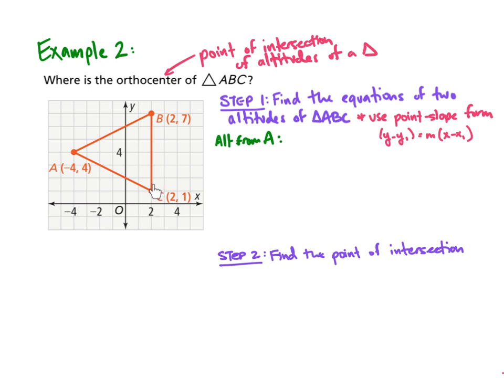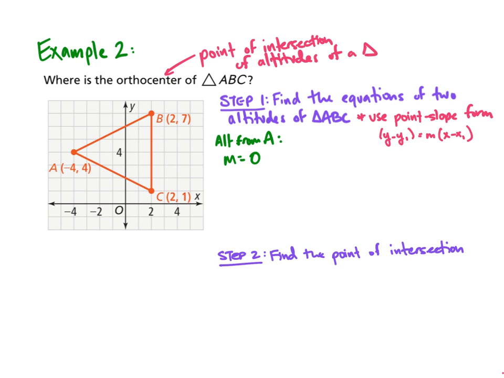And a while back we learned that segments and lines that are perpendicular to each other have slopes that are opposite reciprocals. Now if I look at segment BC, I'll notice that it is a vertical line, going straight up and down. So the segment that would be perpendicular to that would be a horizontal line. Horizontal lines always have a slope equal to 0. Vertical lines have undefined slope. So the slope of the altitude from A would be 0.